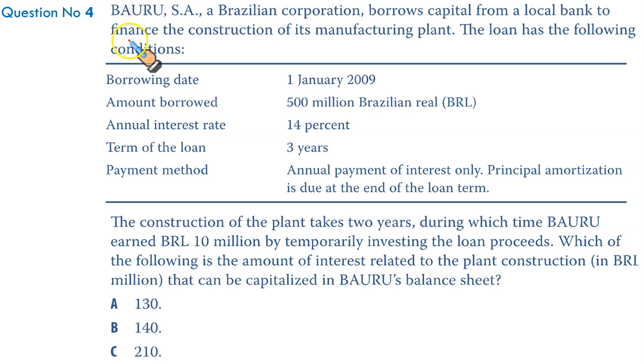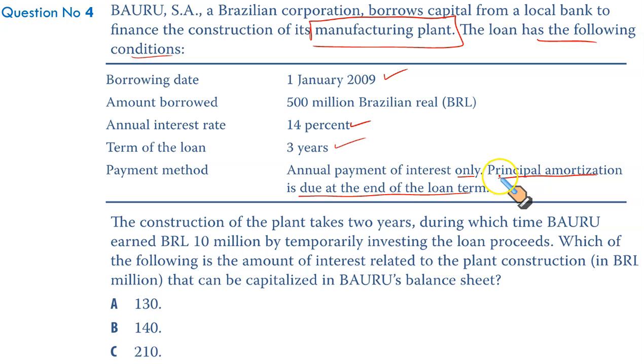Next, Baru, a Brazilian corporation, borrows capital from a local bank to finance the construction of its manufacturing plant. Now this is a property, plant and equipment item. The loan has the following conditions. The borrowing date is 1st January 2019. Amount borrowed 500 million Brazilian real. Interest cost is 14%. Total term of the loan 3 years. Annual payment of interest only. Principal amortization is due at the end of the loan. Means you just have to pay the interest. The principal part will be paid at the end of the loan term.